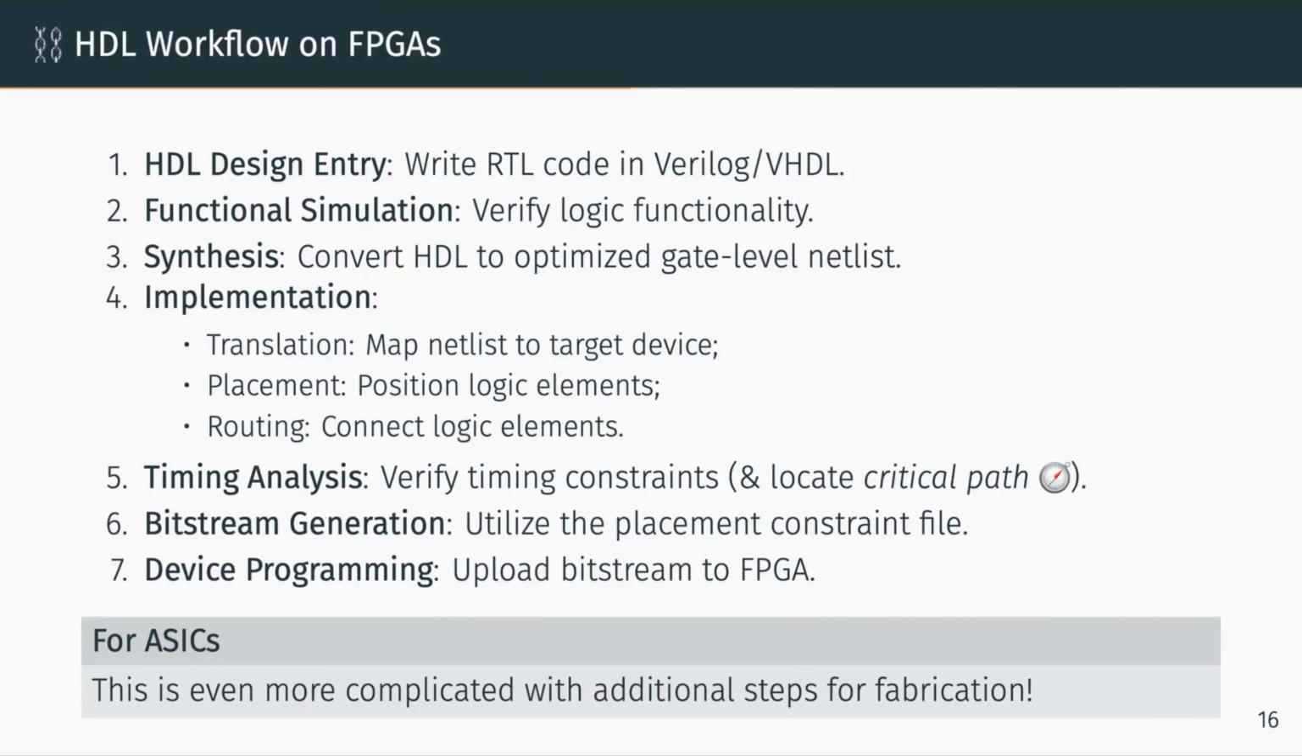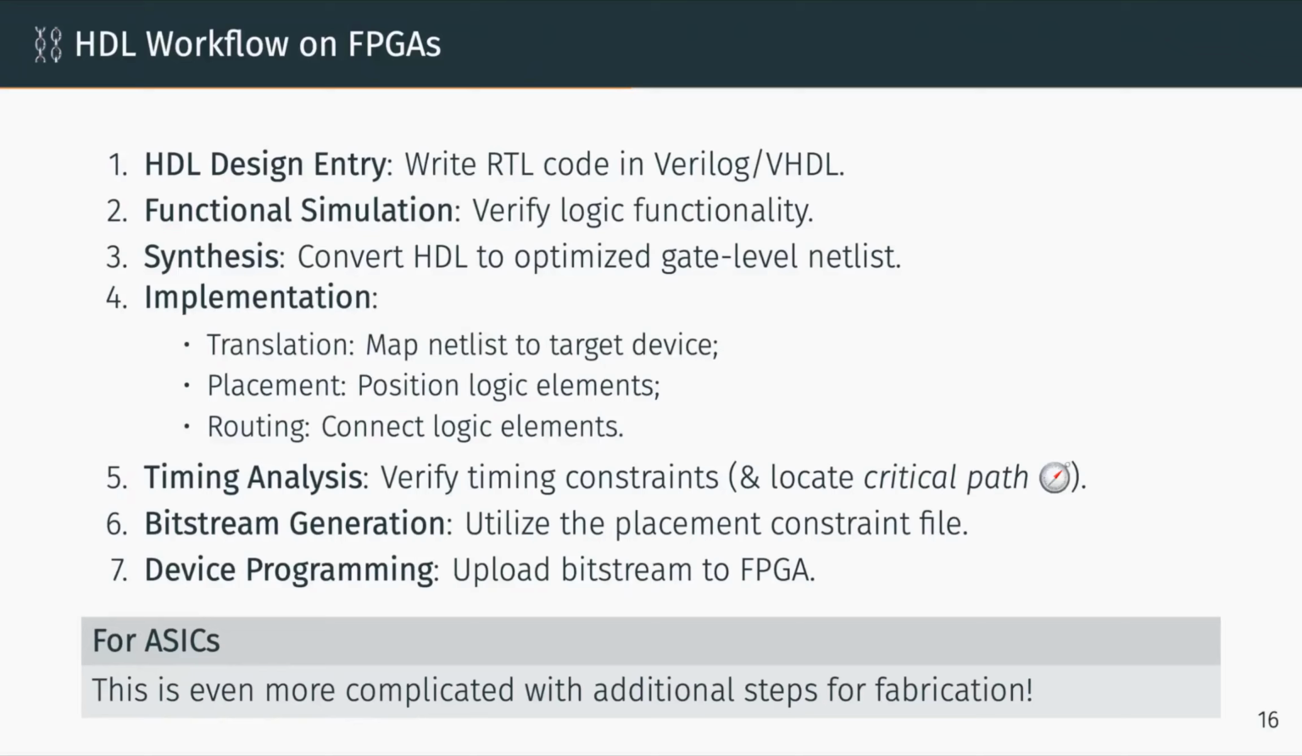And for FPGA, we first write the HDL code and then do the functional simulation. We verify that the logic works before deploying it to the FPGAs. Then the HDL is converted to an optimized gate-level netlist, handled internally by the toolchain. Then we do the implementation, which translates the netlist to the target device, does placement optimization, and does the routing. As we know, there are programmable interconnects. All these things are handled internally by the tools.